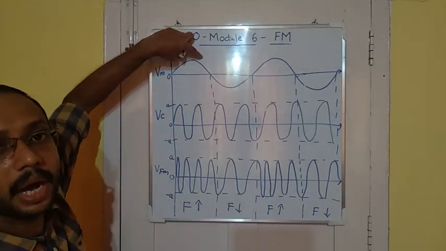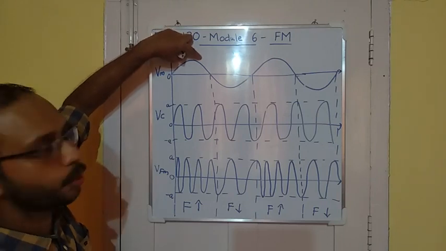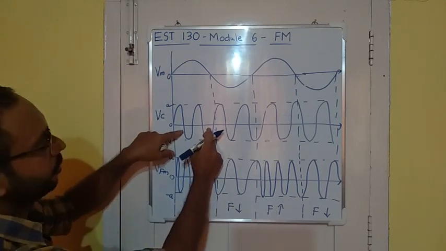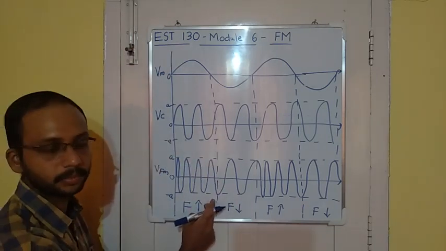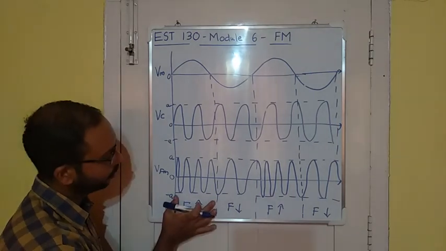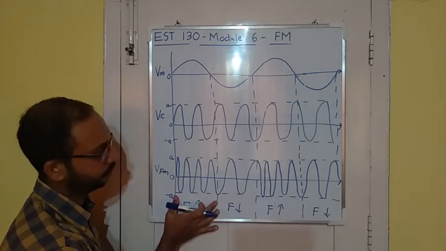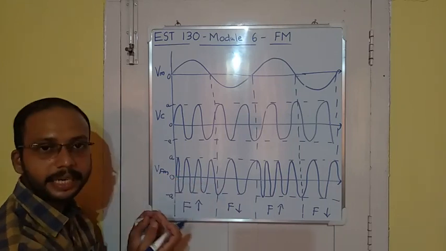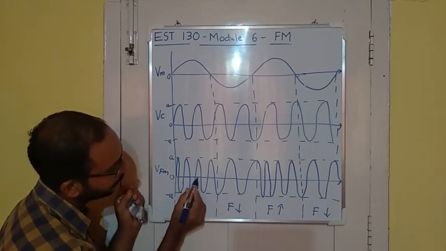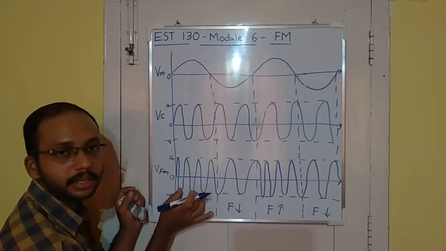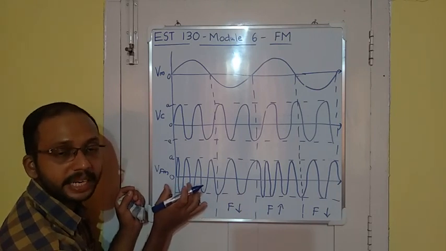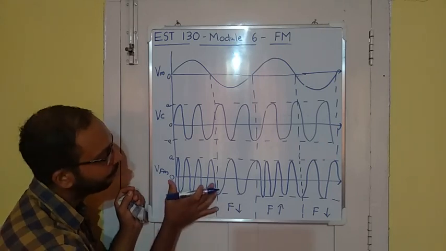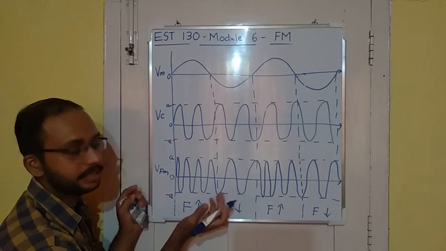Consider this positive half cycle of modulating signal. So during the positive half cycle of the modulating signal, the carrier frequency is increasing. Frequency increasing. So consider this period. So you can see here the time period decreases. See the time period is decreased. Time period is decreased means, frequency is equal to 1 by time period.